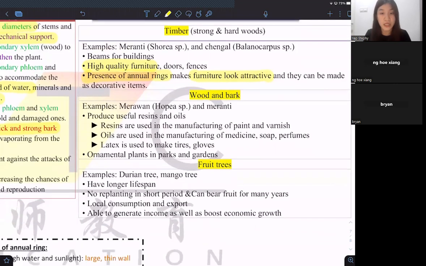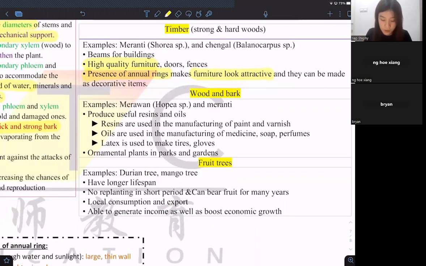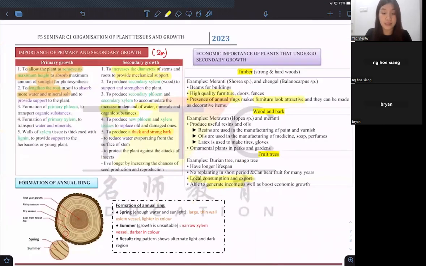And also the wood and bark can make useful oil. And also fruit trees can produce a lot of fruit, so you can use it for local consumption or maybe export it, so you can generate income for the country. So this is the commercial value, the advantage. Okay, like this. So this one is for secondary growth.